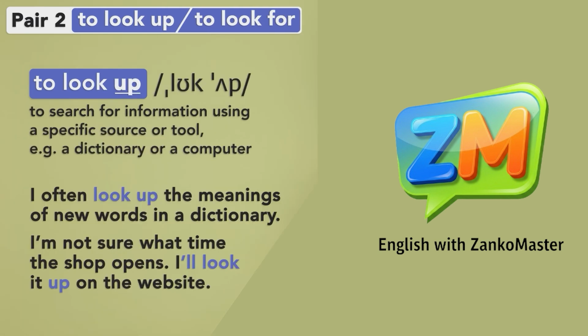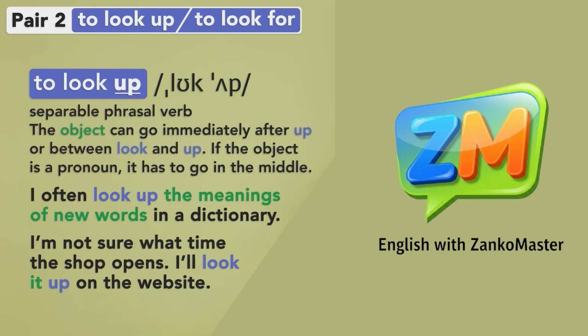Now let's move on to our second pair, to look up versus to look for. Look up means to search for information using a specific source or tool, like a dictionary or a computer. For example, I often look up the meanings of new words in a dictionary. Or, I'm not sure what time the shop opens. I'll look it up on the website. Look up is a separable phrasal verb. This means the object can go immediately after up or between look and up. If the object is a pronoun, it has to go in the middle.